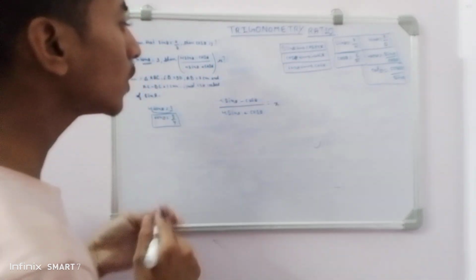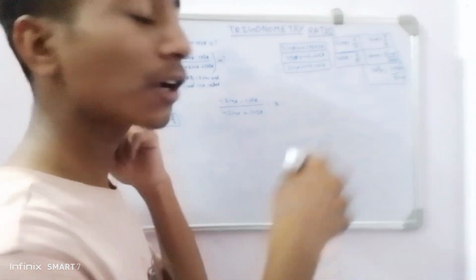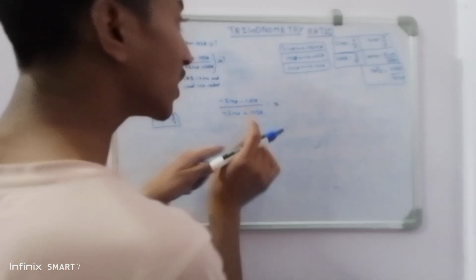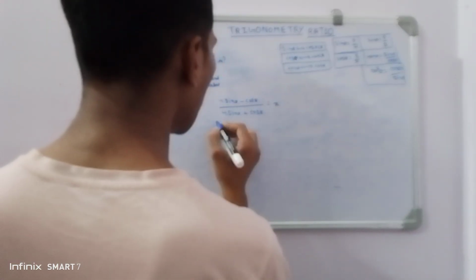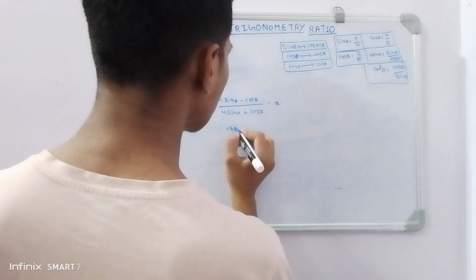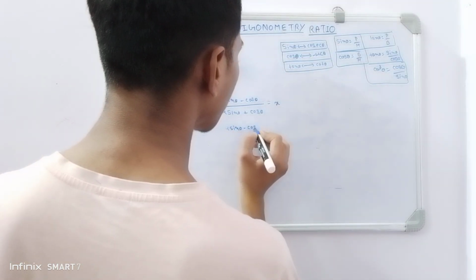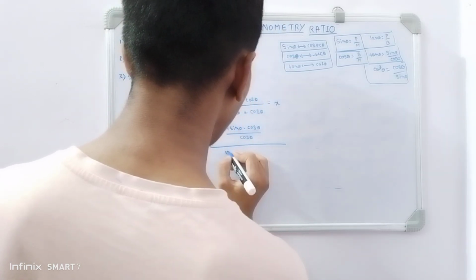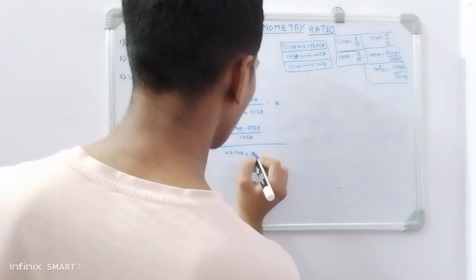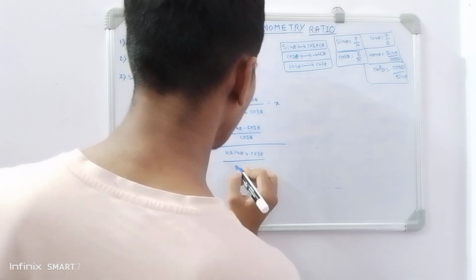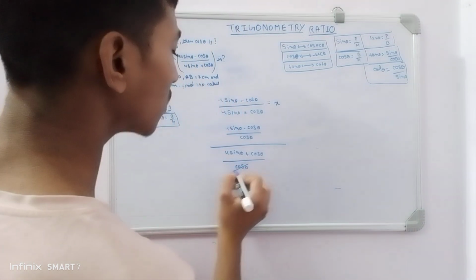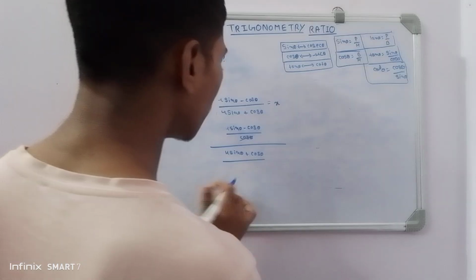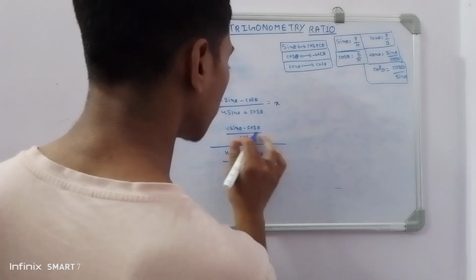So what do we have to multiply? We are going to multiply by cos theta, because when we get sin theta by cos theta, which means tan theta, and tan theta we know. So multiplying cos theta in the numerator and the denominator: 4 sin theta minus cos theta, multiplied by cos theta, and 4 sin theta plus cos theta, multiplied by cos theta, because the cos theta will cancel out.